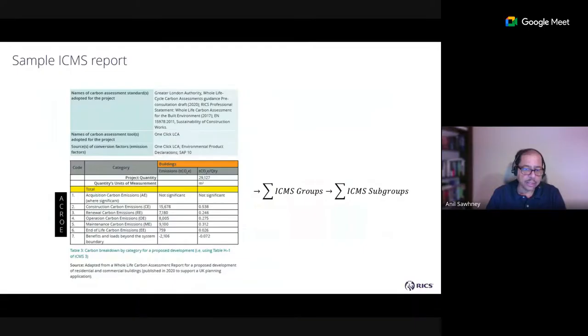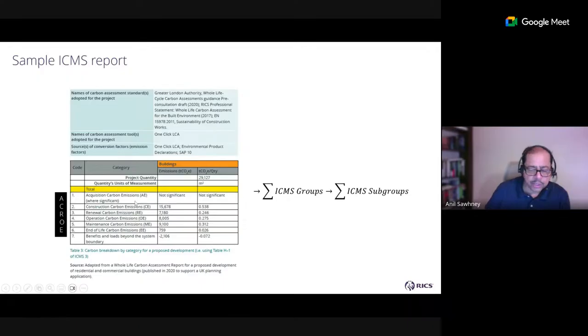So basically, you will have this kind of a report. This is another sample report from one of our partners. It's in the GLA, the Greater London Authority. They have used a tool called One-Click LCA, which several of you would be familiar with. They have used energy modeling in the UK called SAP 10, which is changing soon. But the point is, for the building, you are able to calculate carbon emissions.